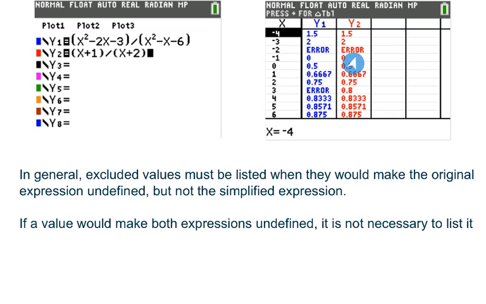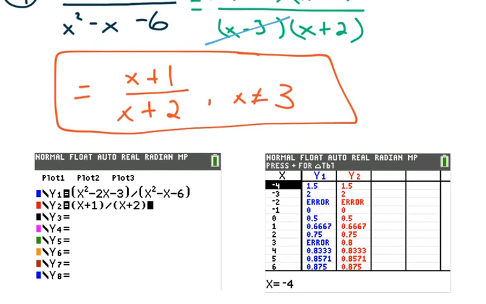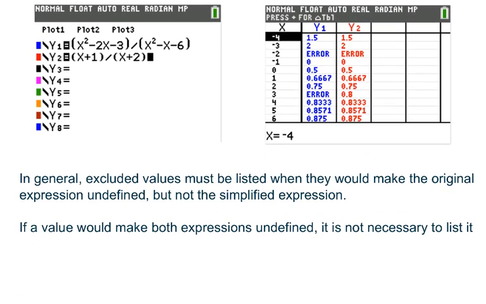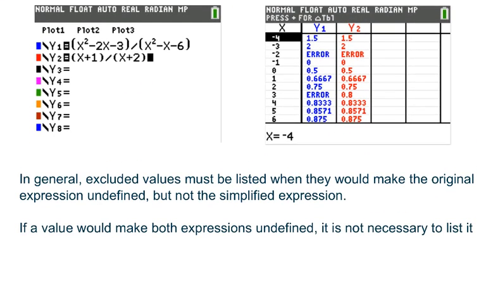Negative 2 does not need to be listed because it makes both expressions undefined. So we're assuming that we can't use negative 2 in either answer. Okay, so that's why we need to list 3 but not negative 2. If it makes one undefined but not the other, you need to list it. But if it makes both undefined, you do not need to list it.